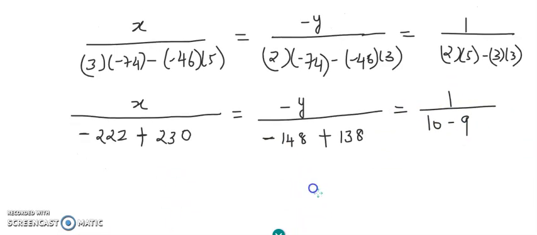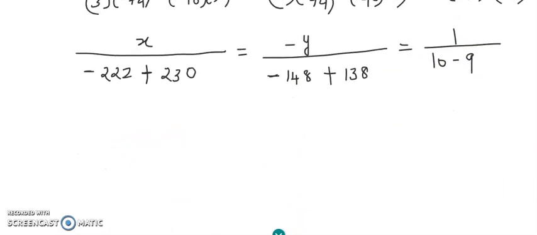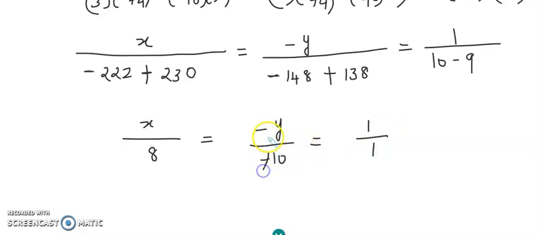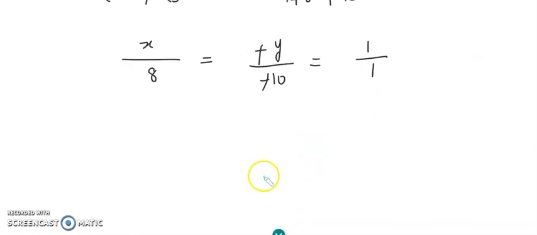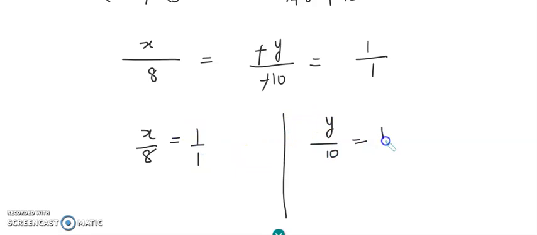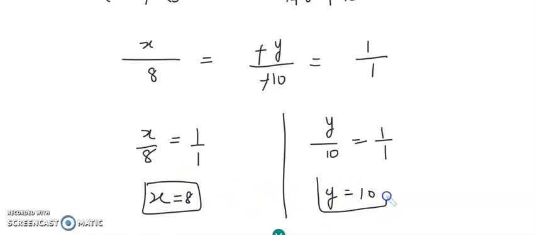So now we'll further solve it. 222 and 230, they'll subtract, so you'll get x upon what? Yes, 8, because 222 and 230 subtract, equals minus y upon minus 10 equals 1 upon 1. Can we subtract these two? Yes. So now what we'll do, we'll say x upon 8 equals 1 upon 1 and y upon 10 equals 1 upon 1. So thus x equals 8 and y equals 10. Hope this is clear.